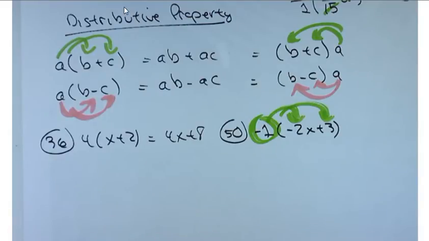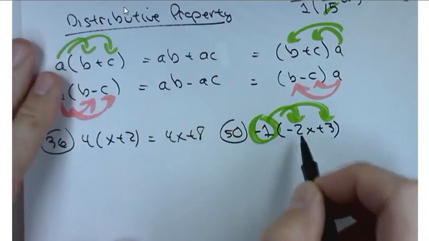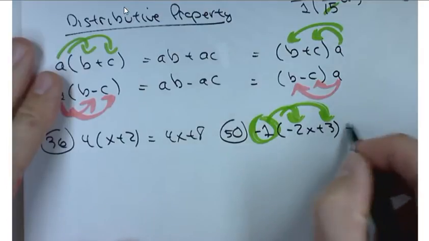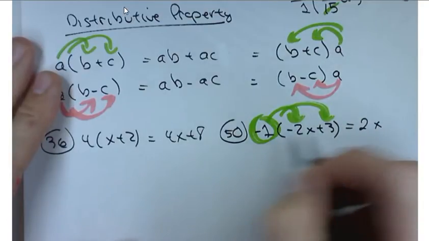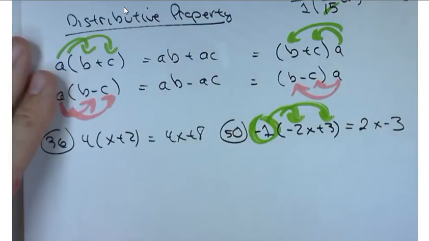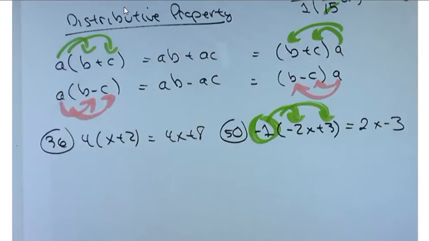Yeah, let's go. Good, 2x minus 3. So negative times a negative is positive, so it's 2x. And then negative times a positive is negative, so 2x minus 3. Thank you. And I appreciate you volunteering.